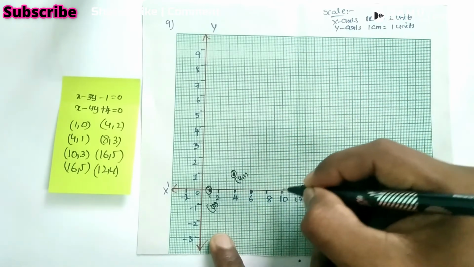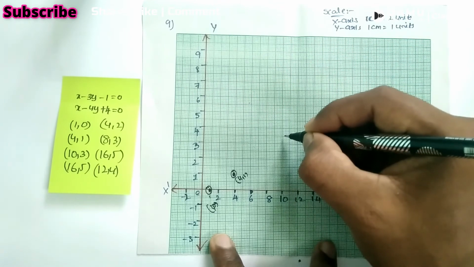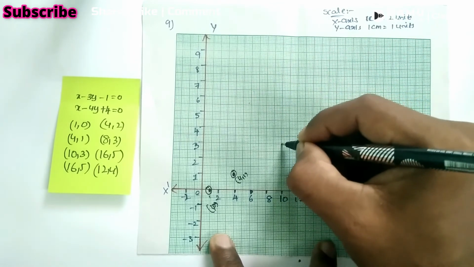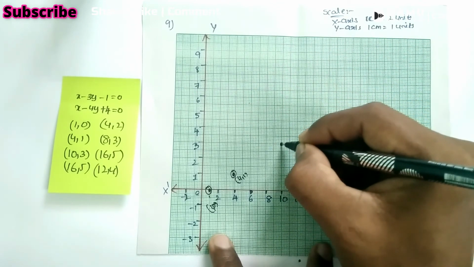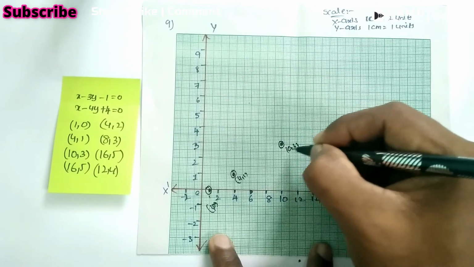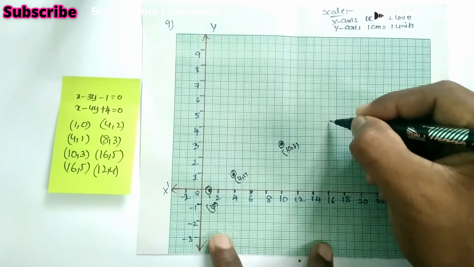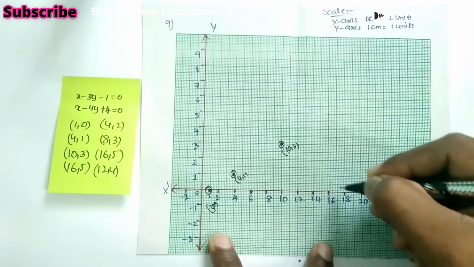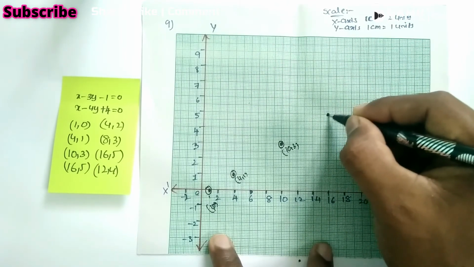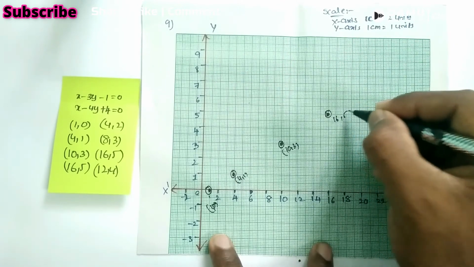Let's take 10 comma 3. From 10 to 3 is here, so this is the point 10 comma 3. Let's take 16 comma 5. From 16 to 5, where will we get it? This is the point, so 16 comma 5.